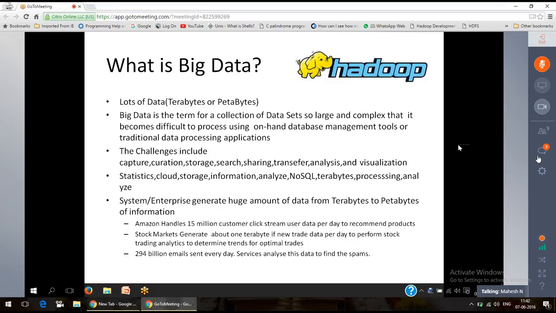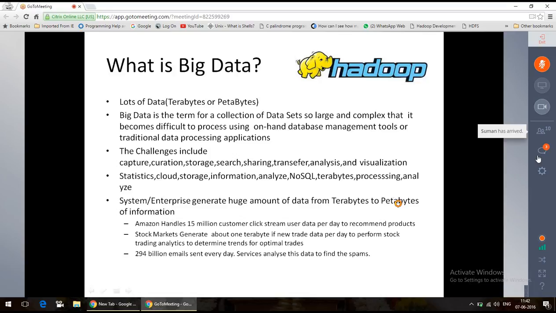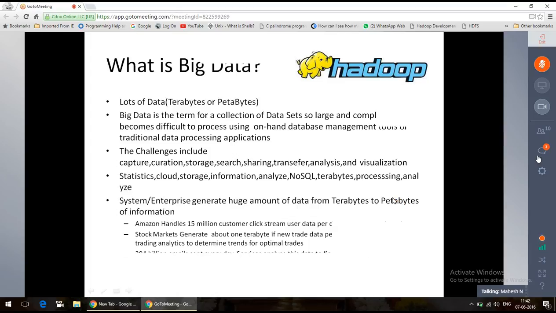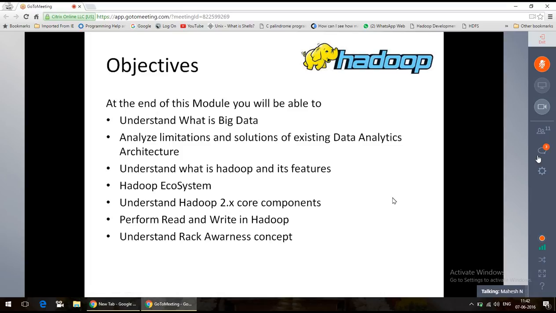So the best solution for looking after this is, let me go to the next slide. This is what big data does for you. At the end of this module, you will be able to understand what and how big data are the solutions, analyze the limitations which exist in the data analytics architecture, understand what Hadoop is, Hadoop's ecosystem, core components, how you perform read and write in Hadoop, understand the rack awareness concept. Now, what is a rack?